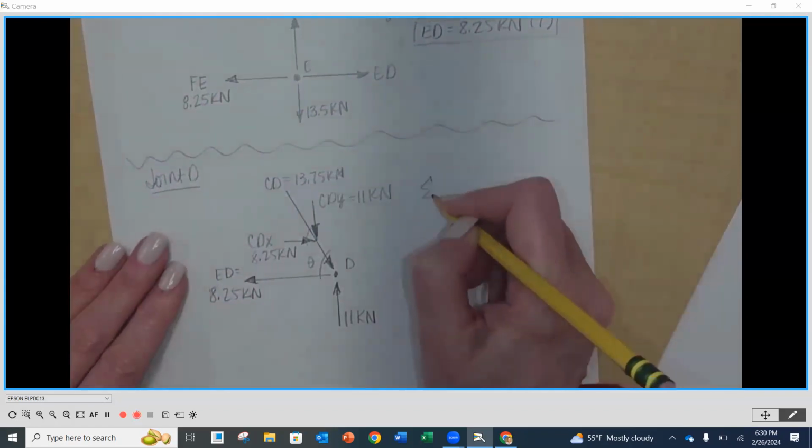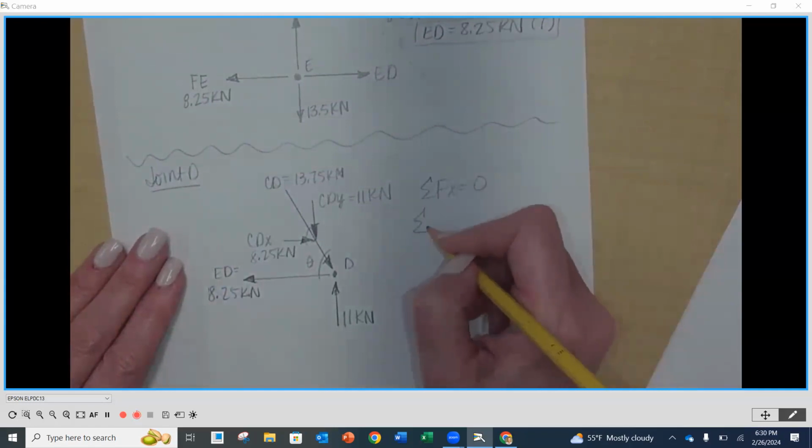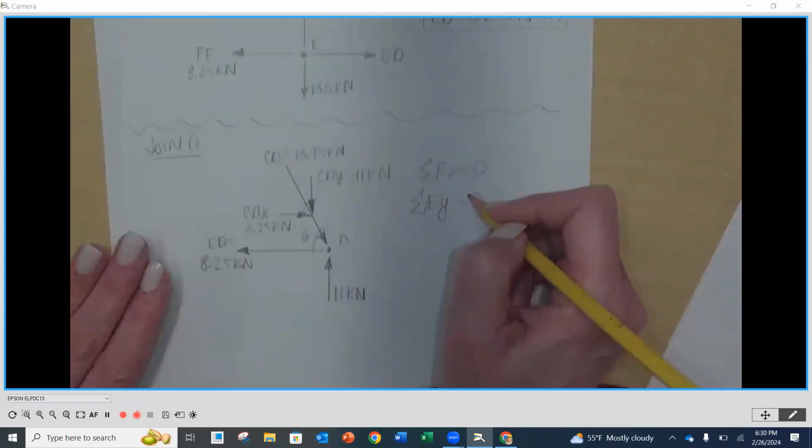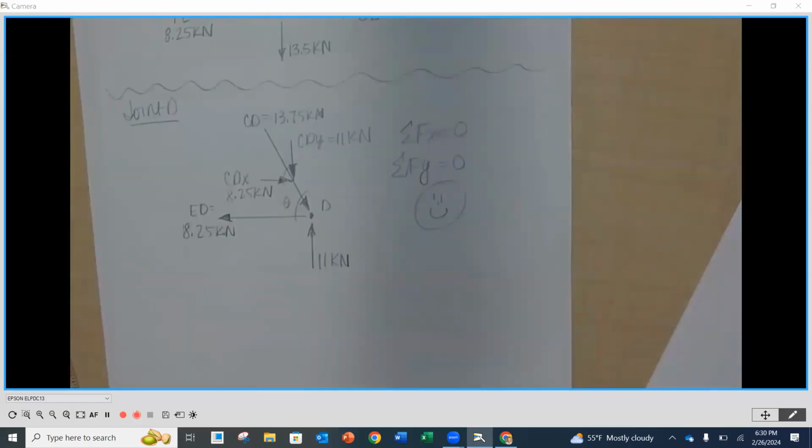So if I sum my forces in the X direction, they all equal 0. And if I sum my forces in the Y direction, they all equal 0. And that makes for a very happy person at the end. If you don't get these equaling 0 at the end, then somewhere along the way, it's going to be a negative or a positive sign that wasn't carried correctly. It always is. Always is. And then you got to try to figure it out.